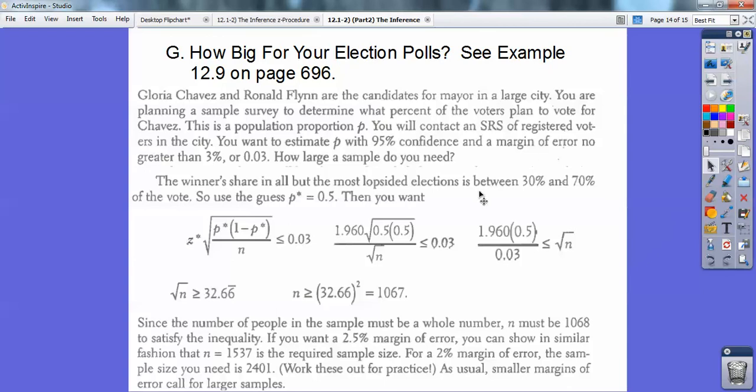And then this just talks about if you wanted a 2.5% margin of error instead of a 3-point margin of error, we plug in 0.025 right there, and we'd get 1537. If we wanted 2%, we'd plug in 0.02. So to get a more accurate margin of error, you have to get more people involved. As the margin of error goes down, you need more people involved. All right.